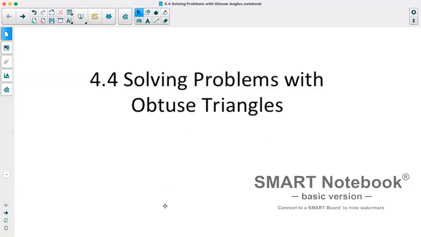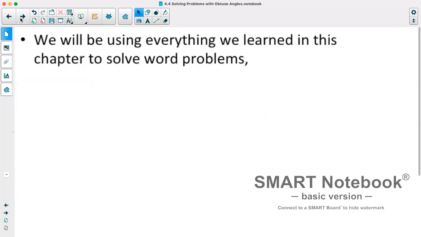Hi, today we are looking at section 4.4, which is solving problems with obtuse triangles. So with this section, we're essentially just getting word problems and we're applying what we've learned so far in the course. So, like I mentioned, we'll be using everything we've learned so far to solve word problems.